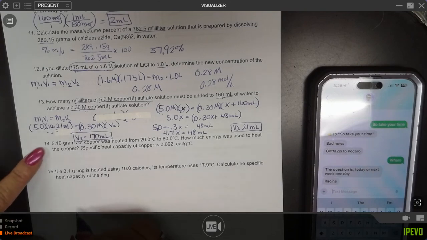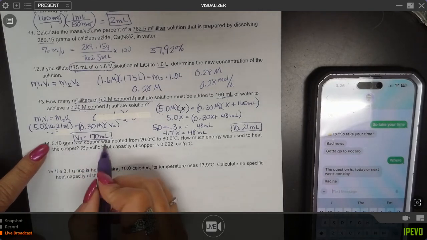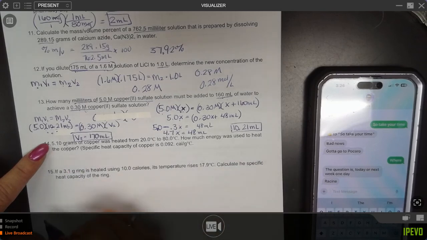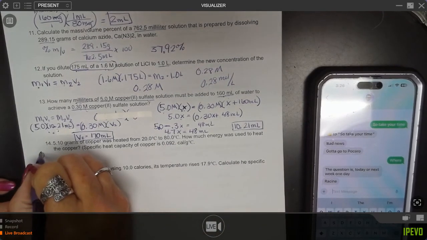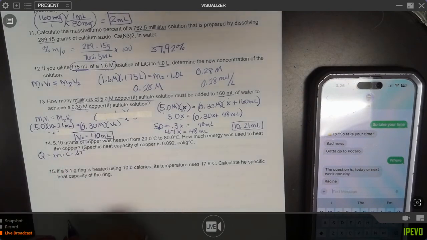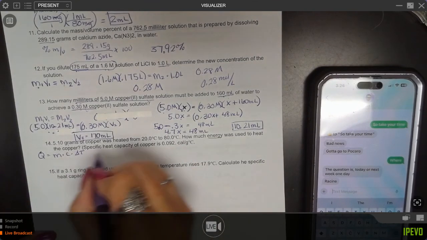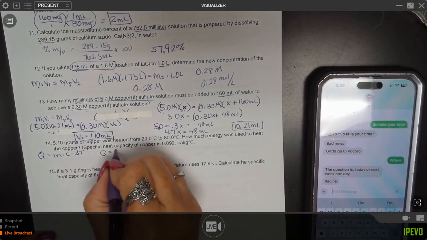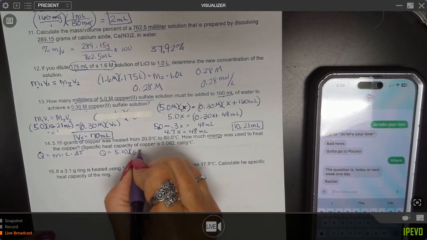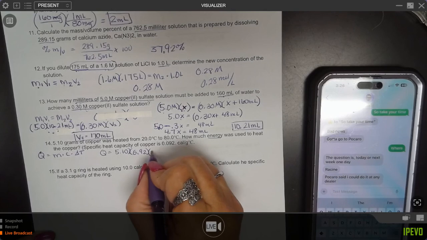All right. So question number 14. 5.10 grams of copper was heated from 20 to 80 degrees. How much energy was used to heat the copper? This is an easy one. Remember, Q is equal to M times C times delta T. So this is asking us for energy, which is Q. So Q is equal to 5.10 times C times delta T. So 80 minus 20 is 60.